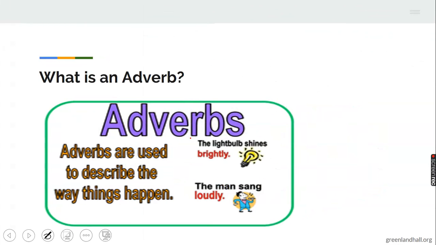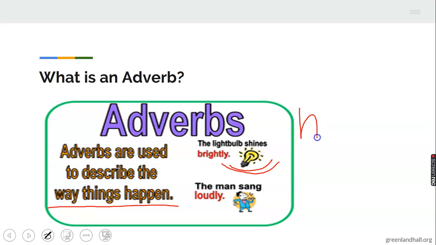Okay, now let's come to this slide where we have what adverb is all about. Adverbs are used to describe the way things happen. The way things happen. That is what adverbs are used to describe. You can see that bulb over there. How does it shine? It shines brightly.